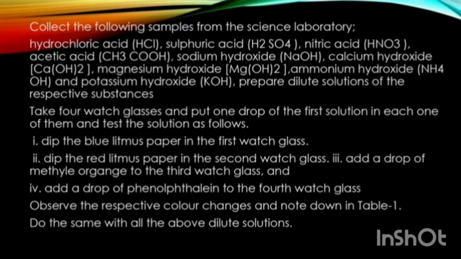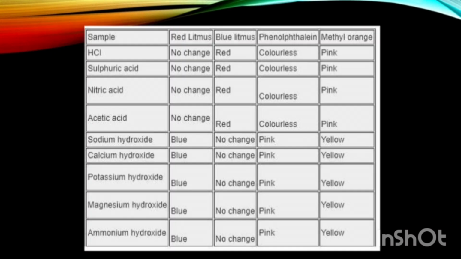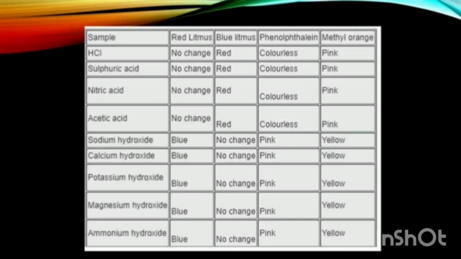So when we are doing all this activity, we notice that for HCl, hydrochloric acid, red litmus paper shows no change. Blue litmus paper becomes red. Phenolphthalein is colorless. Methyl orange becomes pink. Similarly for sulfuric acid, red litmus paper, no change. Blue litmus paper turns to red. And phenolphthalein is colorless and methyl orange is pink.